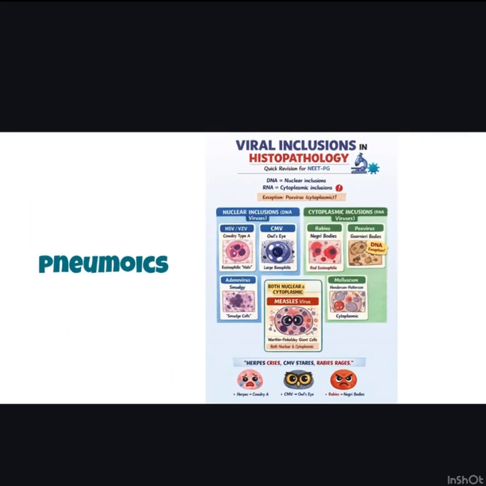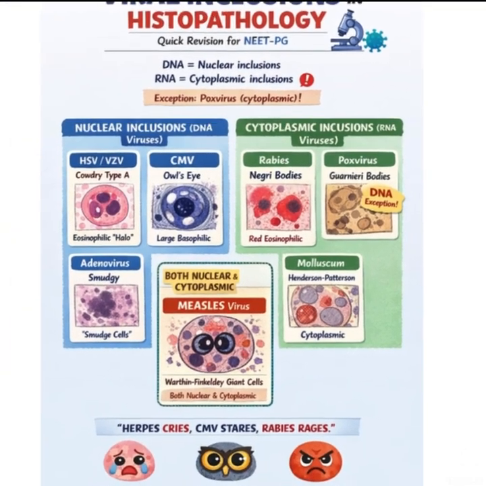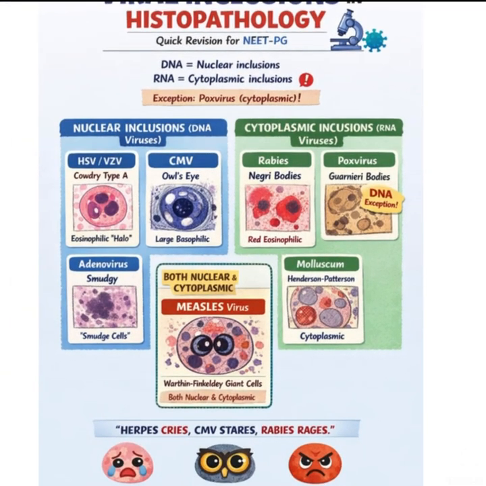So I have highlighted some of the very important viral inclusions that we'll encounter on routine histopathology, which are commonly asked of students during examination. So a quick revision for the NEET PG residents. These are the viral inclusions in histopathology. I have discussed the different types of viruses and the inclusions that are commonly seen. As you can see here, DNA viruses have nuclear inclusions and RNA viruses mostly cytoplasmic. The exception is pox virus, which shows cytoplasmic inclusions.